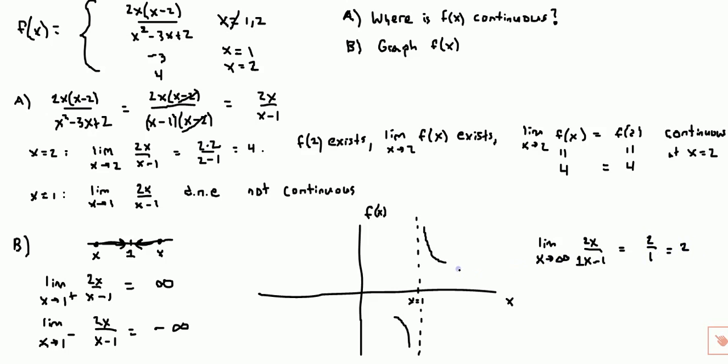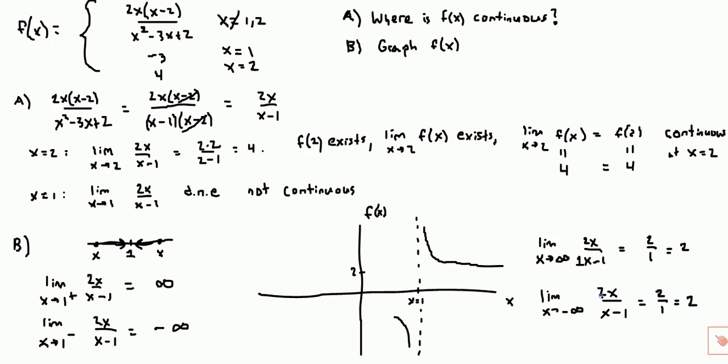So let's say that positive 2 is roughly here. That means that the graph will look like this, right? What about the limit as x approaches negative infinity of 2x over x minus 1? So for this one, same thing, right? The degrees are the same. We're going to have a negative infinity on top and negative infinity on bottom. The negative signs cancel out. We're just left with the same ratio, 2 over 1. And that's equal to 2 as well.